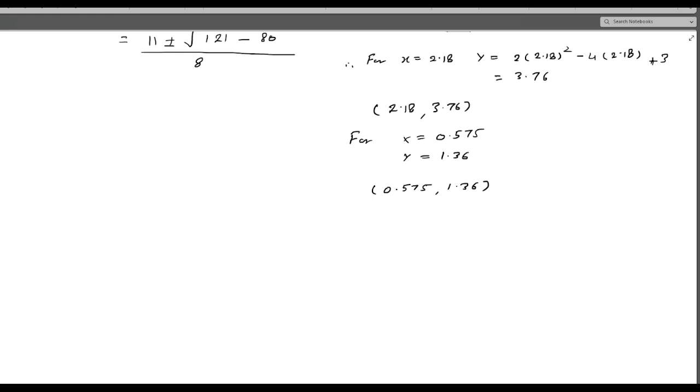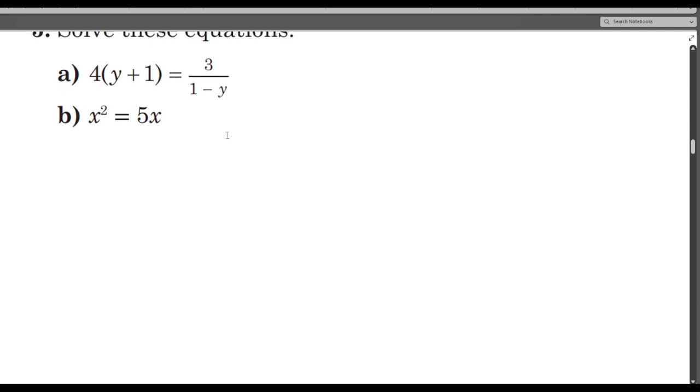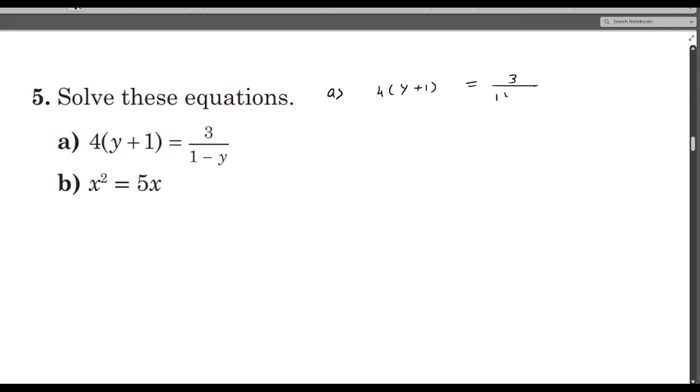Okay, question number 5 is, again, we have to solve. Okay, now the first part. Here we have to simplify first to get a quadratic form. So let us start with the a part, which is 4 times y plus 1 equals 3 divided by 1 minus y. Okay, so what we do? We will move this 1 minus y, which is in the denominator, to the left side, or you can say that you are multiplying both sides by 1 minus y.